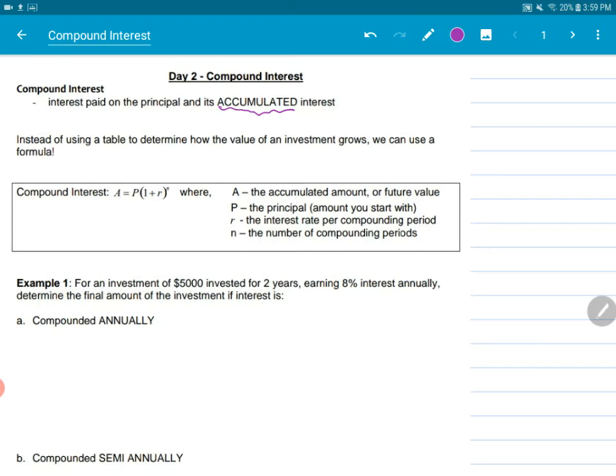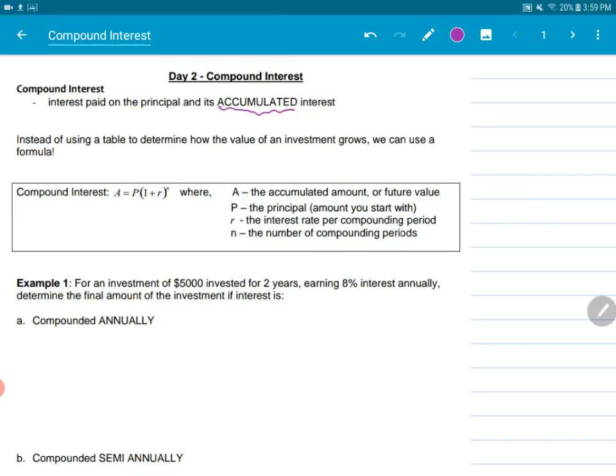An example of compound interest could be, for me, my car payments. I'm paying interest on my car because I borrowed $19,000 from the bank to pay for a car, and now I have to slowly pay it back over a 5-year period. So it's something that is used definitely in real life.